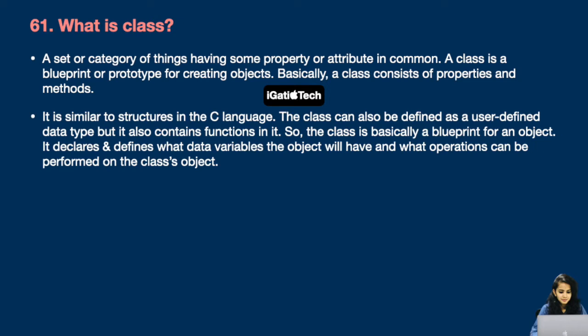So, the class is basically a blueprint for an object. It declares and defines what data variables the object will have and what operations can be performed on the class object.